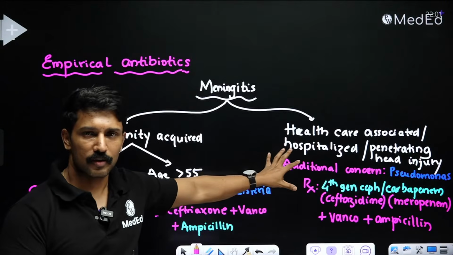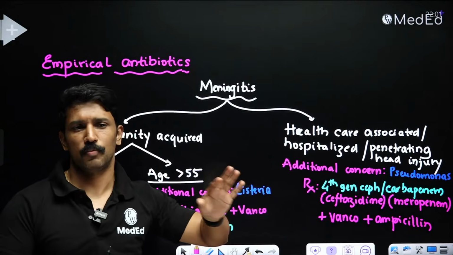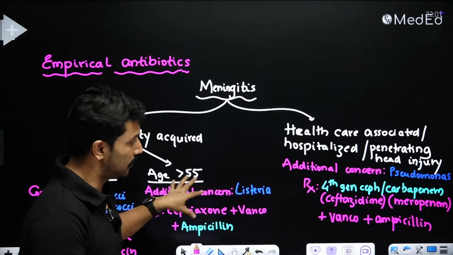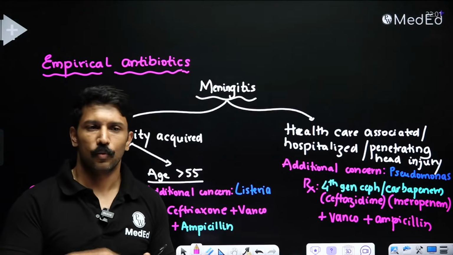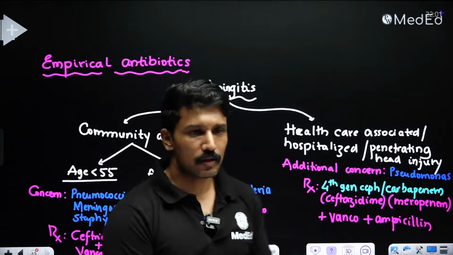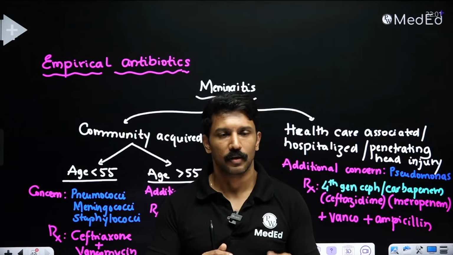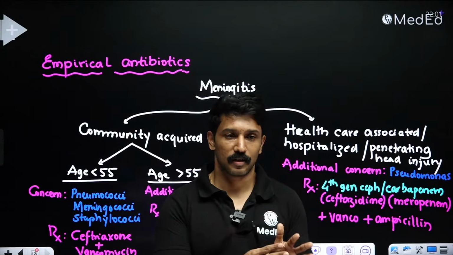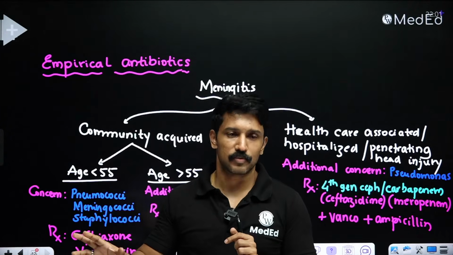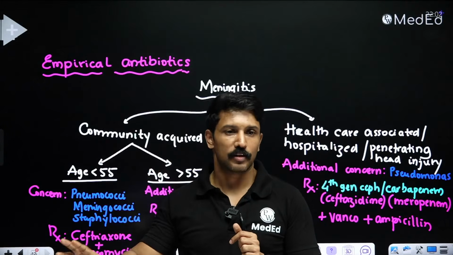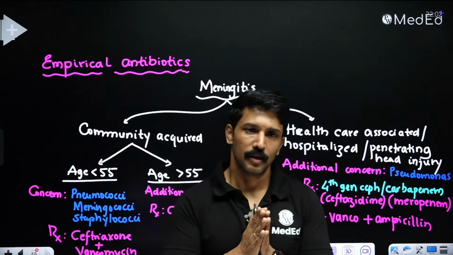Now try to apply this algorithm to whatever NEET PG Q bank you have, and you will hit the right answer. One important disclaimer, whatever we have discussed today about meningitis applies only to adult patients. You cannot extrapolate this to pediatric cases because their set of organisms are different, their choice of antibiotics will be different, their approach will be different.